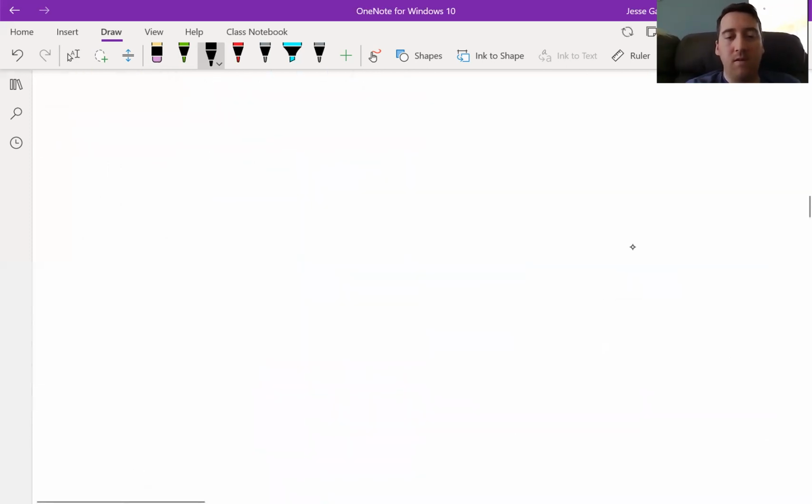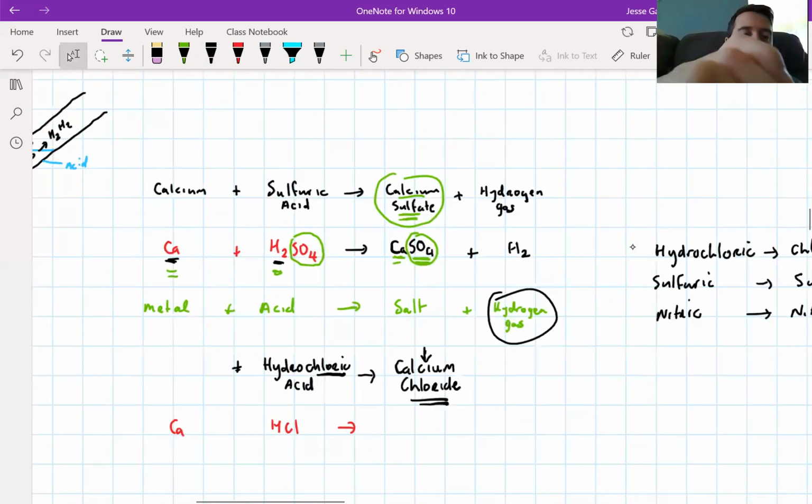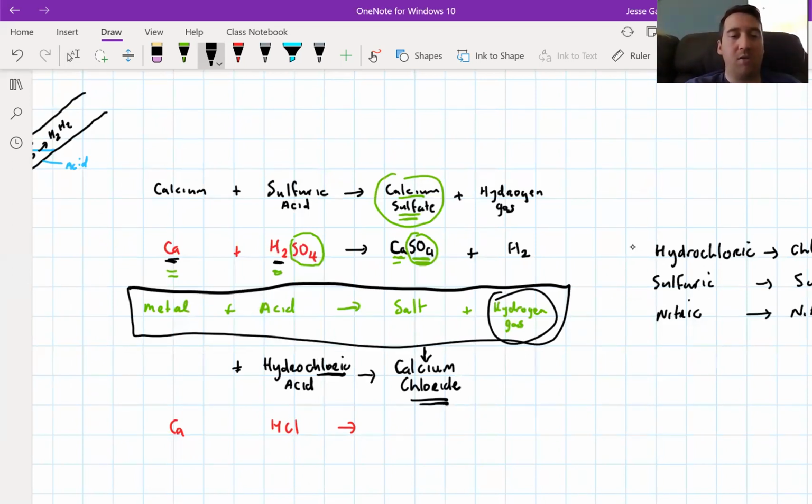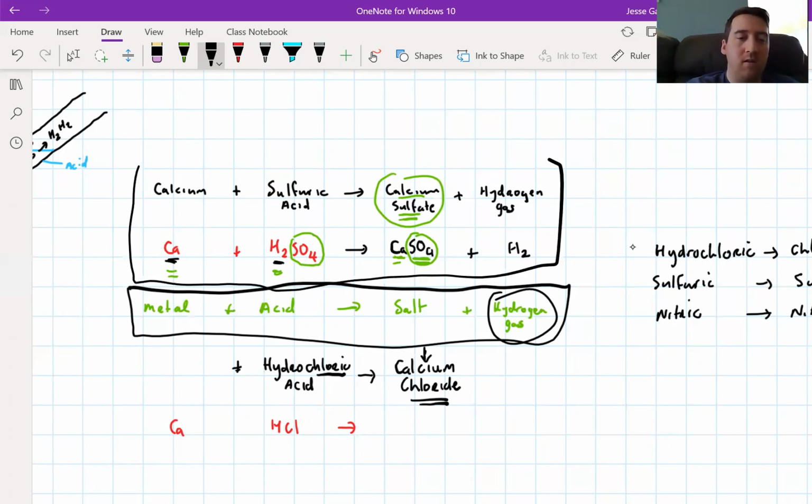All right, I'm going to pause the video at this stage, and we are going to look at this here. So the line here that's in green, this might be something that's important to take down. So this here shows the reaction between a metal and an acid. We'll pause the video, take that down. And then this here could be your example of that underneath.